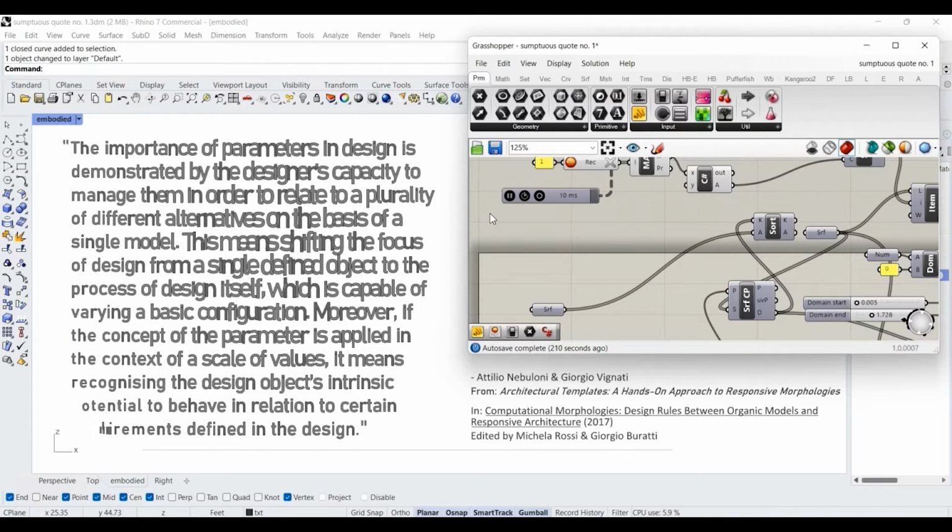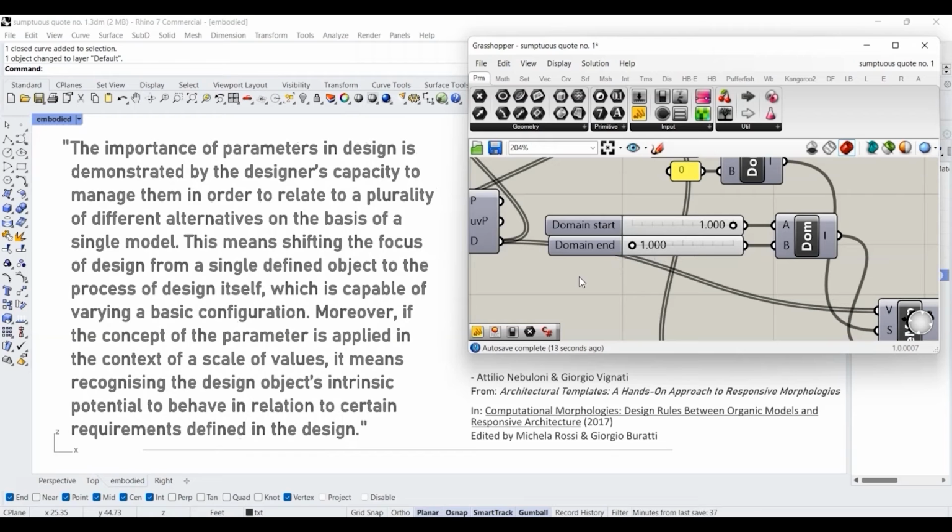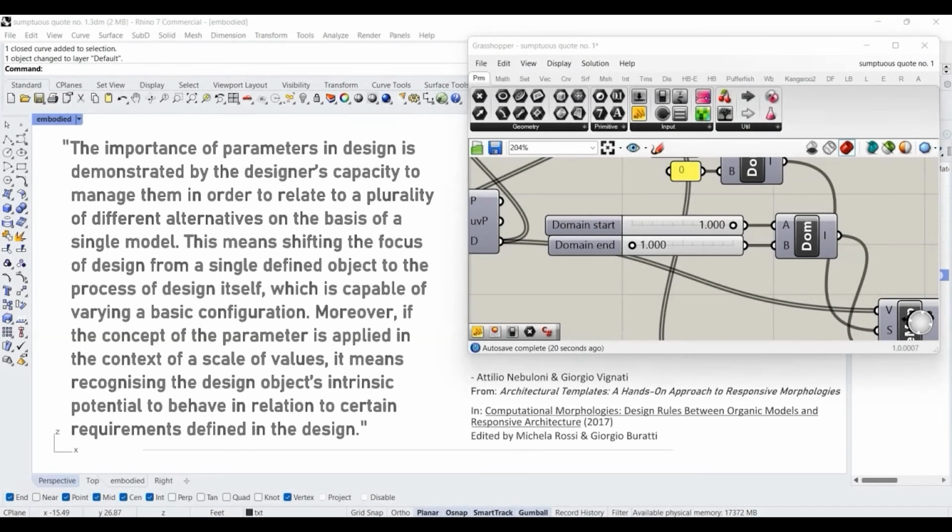So this is a pretty good quote, although a little ornate, but it's saying when we have a parametric model, we're at once able to, like it says here, relate to a plurality of different alternatives. And there's a few interesting things to think about in this quote. This part's pointing out that in parametric and computational design, we're not designing defined objects. Instead, we're designing processes. We're designing processes of design.